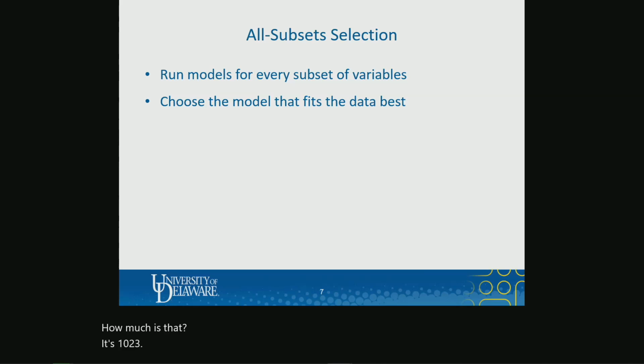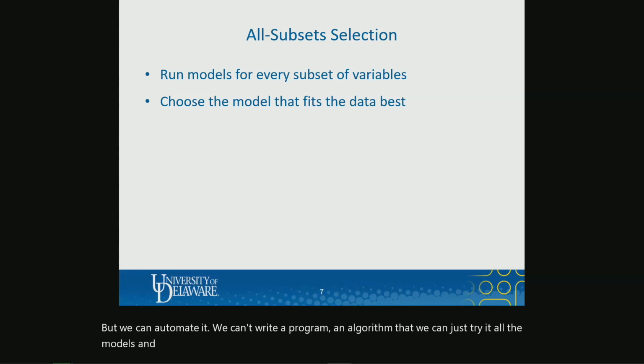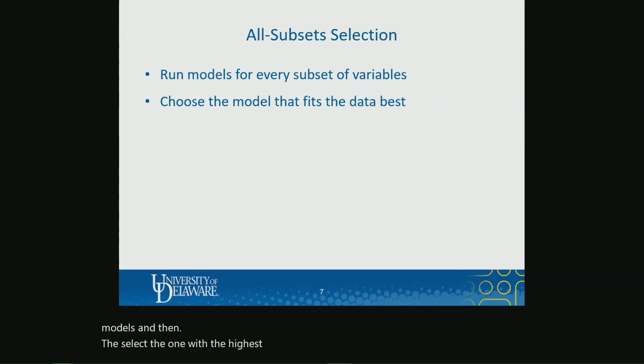So we have to try out 1023 models and see which one has the highest accuracy on the test set. It's going to take a long time. But we can automate it. We can write a program, an algorithm that can just try out all the models, and then we select the one with the highest accuracy.